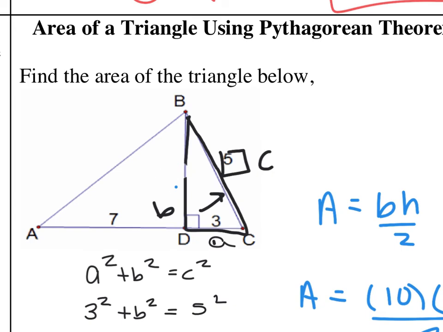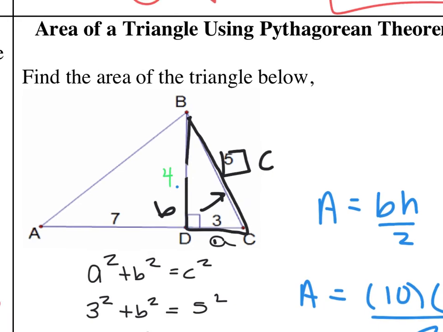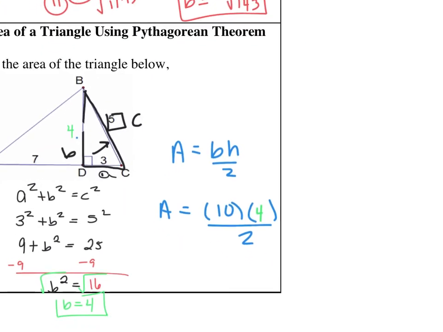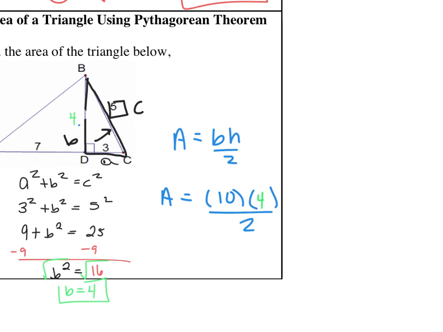So I'm going to go back to my image and put a 4 in. And now that I know my height, I'm going to substitute it into my formula. So now I just do 10 times 4, which is 40, and divide by 2, which is 20. So the area of this triangle is just 20. And that's your final answer.